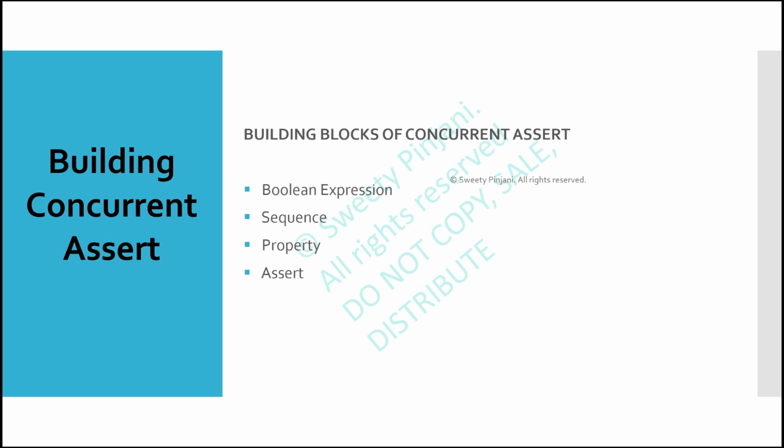We had seen the types of assertion statements. It can be assume, assert, or cover. That is the final building block. These are the four main building blocks of your concurrent assertion. First, you will build a Boolean expression. Then, using that, you will build a sequence. Using your sequences, you will build a property. And using your property, you will create an assertion.